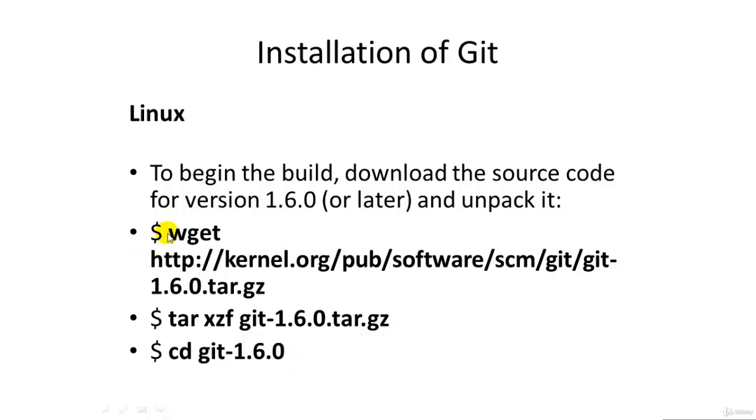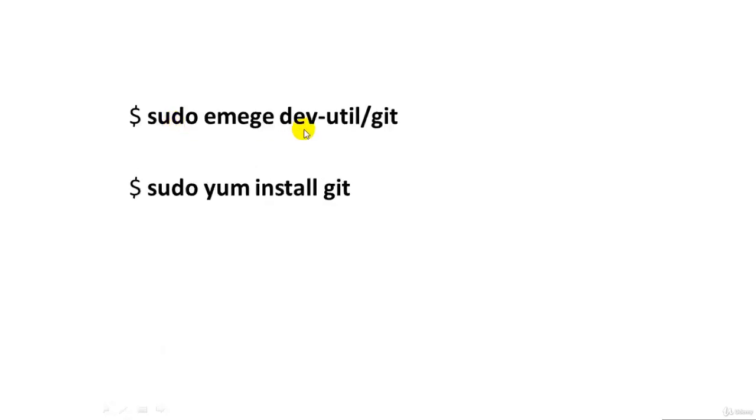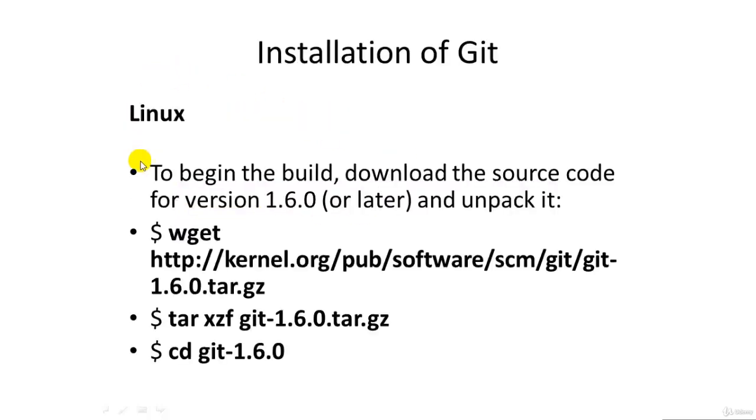And with wget, the command given over here for Git, from kernel.org pub software scm git, you get the tar of Git. Then you need to extract that tar and give a path to that Git. Another way is using a command, which I'll show you in the next slide. This is my next slide. You need to say sudo emerge dev-util/git, and next you have to mention sudo yum install git.